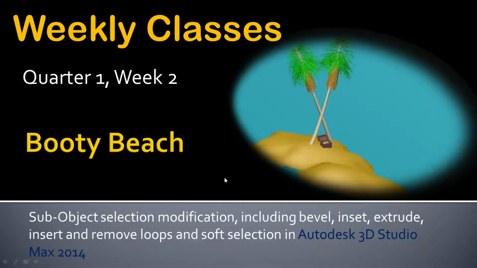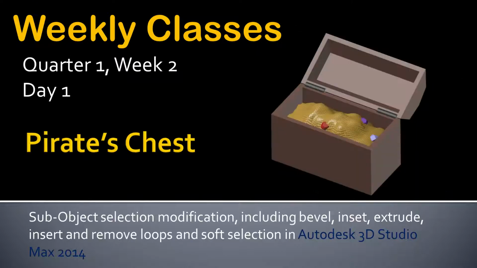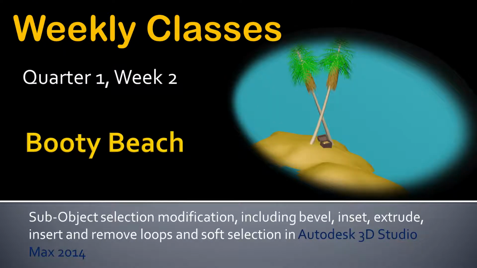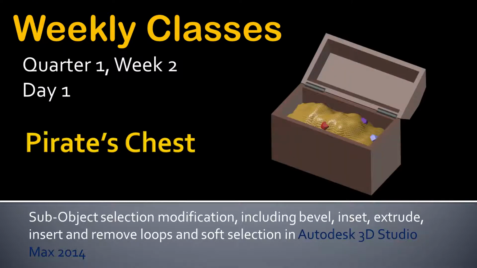This week we're doing Booty Beach. So we're going to do sub-object selection modification, including beveling, insetting, extruding, and inserting and removing loops, and soft selection in Autodesk 3D Studio Max 2014. We're going to start out with our Pirate's Chest.